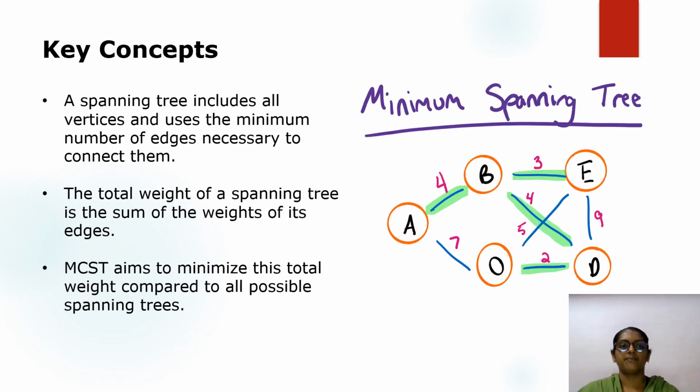Key concepts. A spanning tree includes all vertices and uses the minimum number of edges necessary to connect them. The total weight of a spanning tree is the sum of weights of its edges. Minimum cost spanning tree aims to minimize this total weight compared to all possible spanning trees.